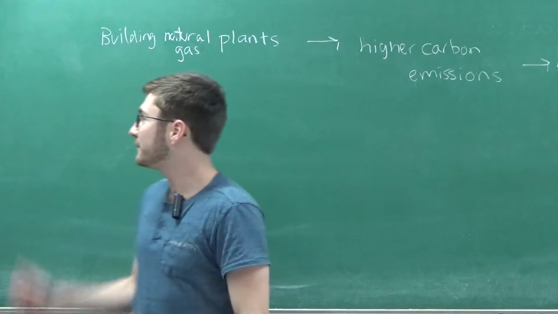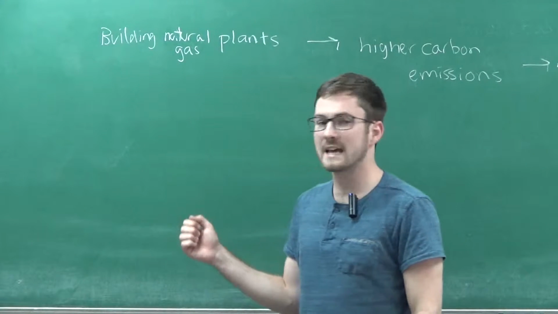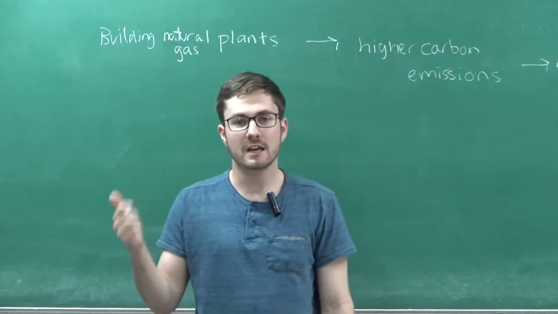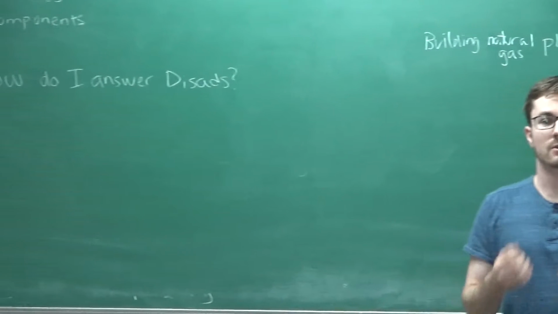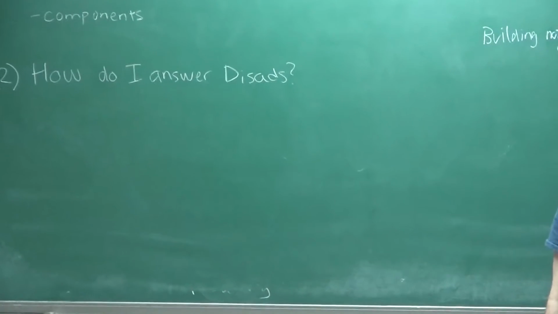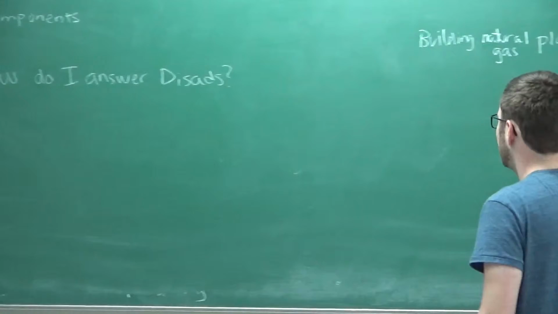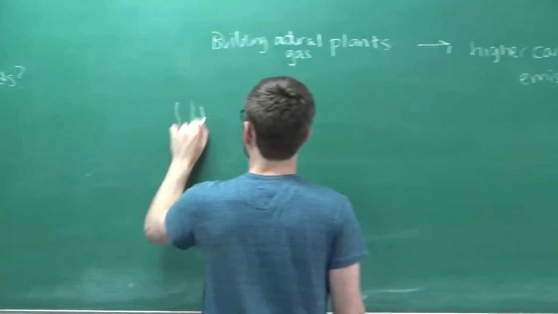So we'll do two things. First, we'll go over what is a disad, going over the strategy and the component parts. And second of all, we will go over how to answer disadvantages so that you can implement that effectively as an affirmative. So the component parts of a disadvantage, there are four.